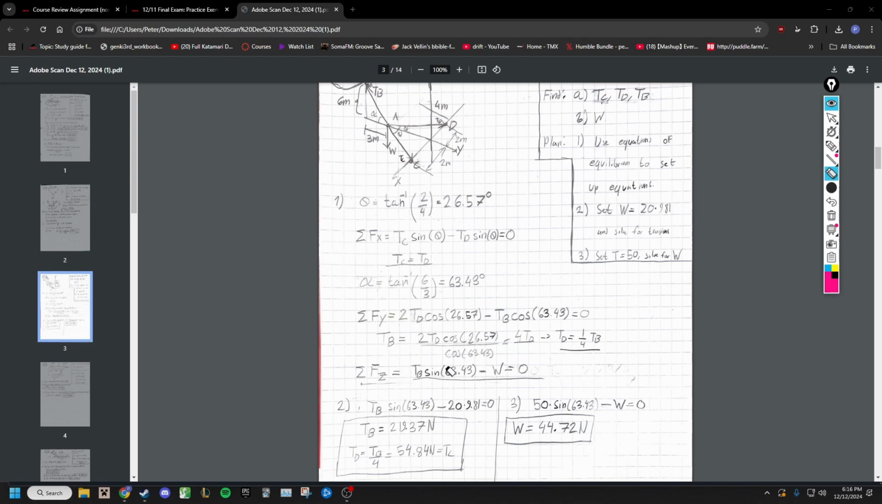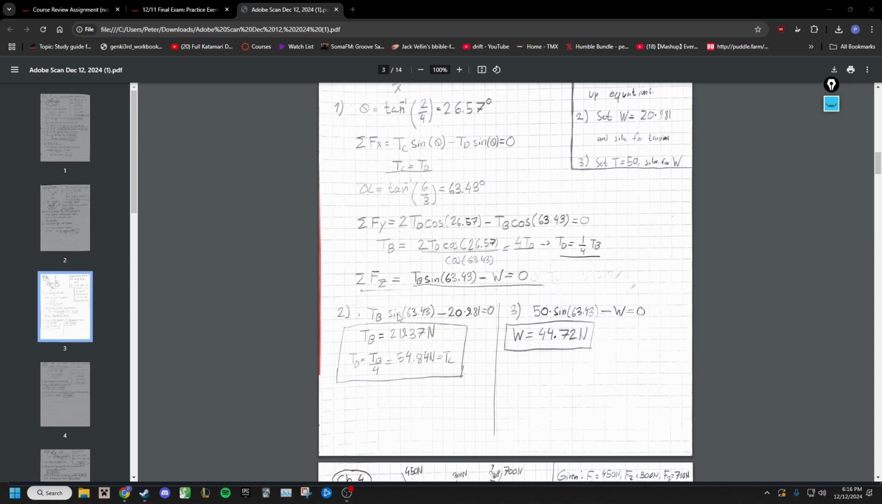And if we sum all the forces in the z dimension, we find that it's only TB and W, and it's TB sine alpha minus W. And then from there, for the first part, we plug in our known W equals 20 kg times the gravity constant, which is 9.81 on Earth. We find that TB equals 219.37, and that TD equals 1/4 of that, which also equals TC, because TC equals TD from earlier on. We'll find that equal to 54.84 newtons.